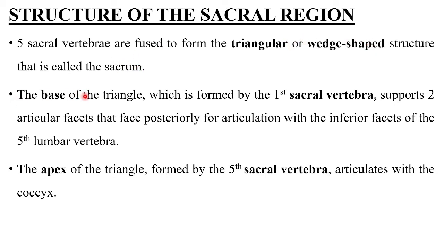The base of the triangle, which is formed by the first sacral vertebrae, supports the two articular faces that will be facing posteriorly for articulation with the inferior faces of the fifth lumbar vertebrae. The apex of the triangle formed by the fifth sacral vertebrae articulates with the coccyx. So it has a base, that is formed by the first sacral vertebrae, and it will be articulating with the inferior faces of the fifth lumbar vertebrae or L5 bone. The apex is formed by the fifth sacral vertebrae that will be articulating with the coccyx.